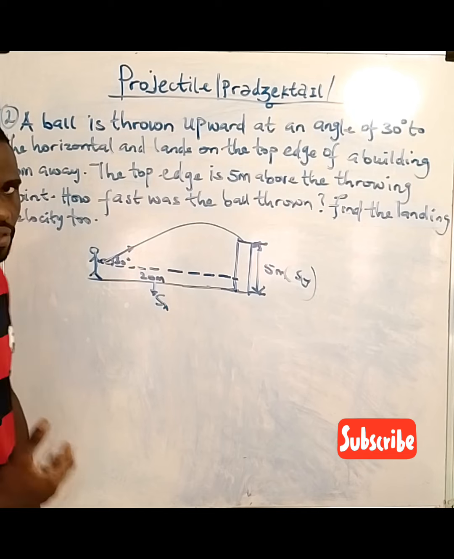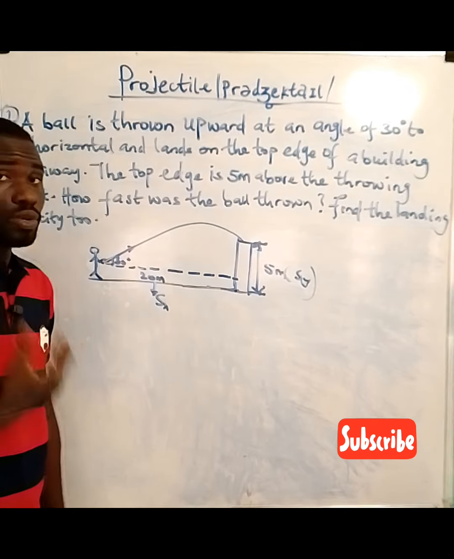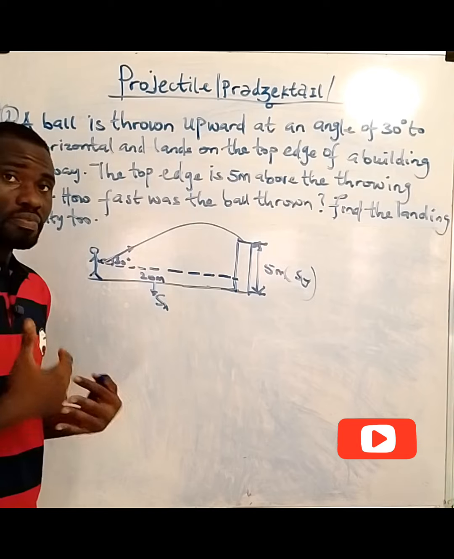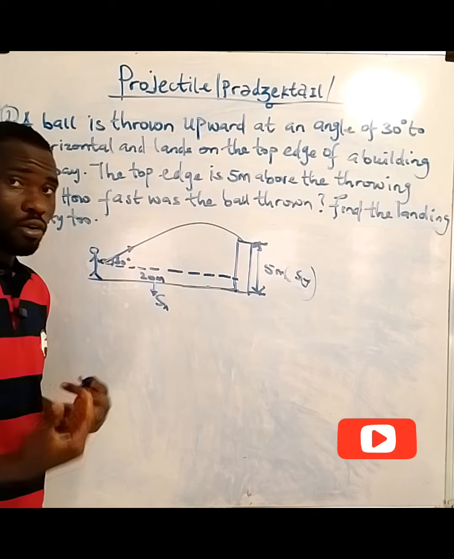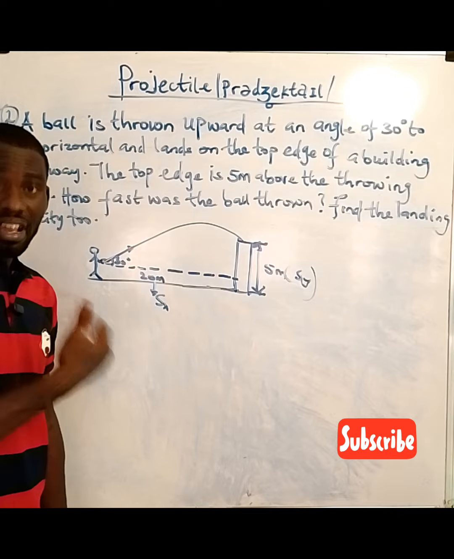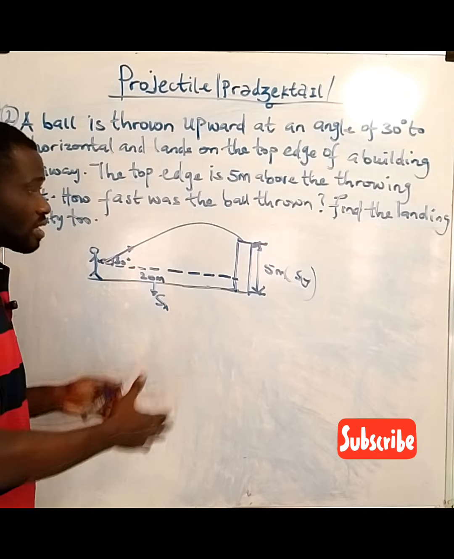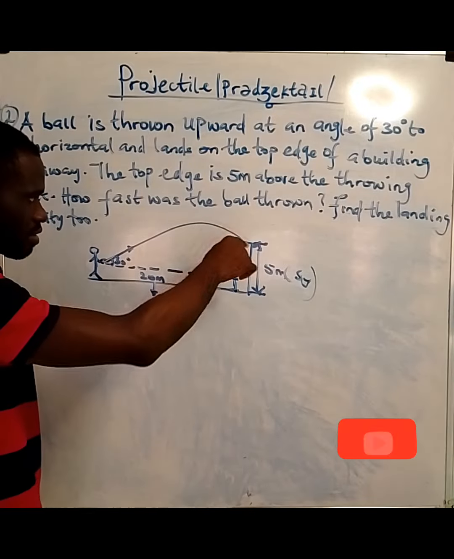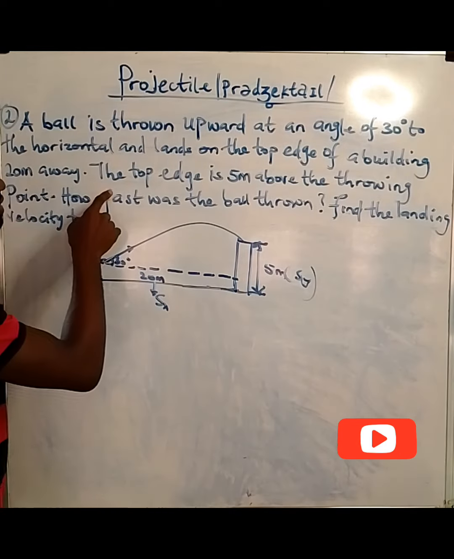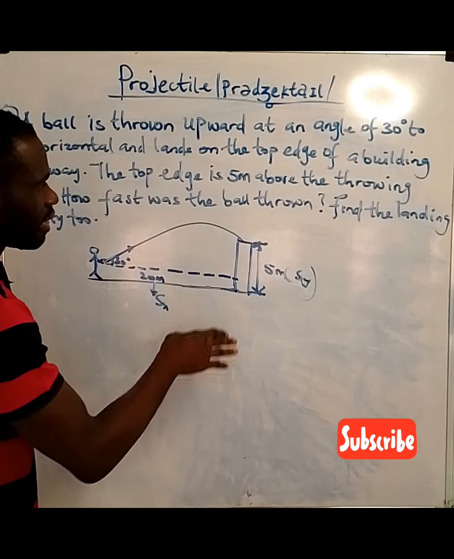Here we are not really dealing with range. We are not dealing with some of the major terminologies we derived formulas for, because for most of them we need maximum height. But right here we're dealing with trajectory, the path, the parabolic path. So the top edge is 5 meters above the throwing point.